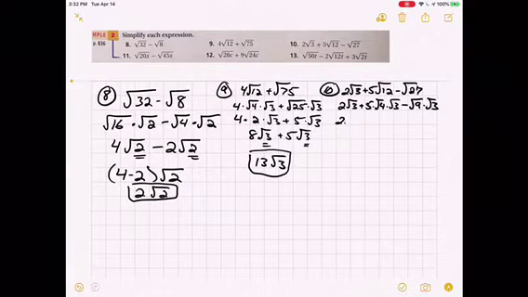So we can't simplify the first term, but the second term goes to 5 times 2 times the square root of 3. And the last term goes to 3 times the square root of 3.